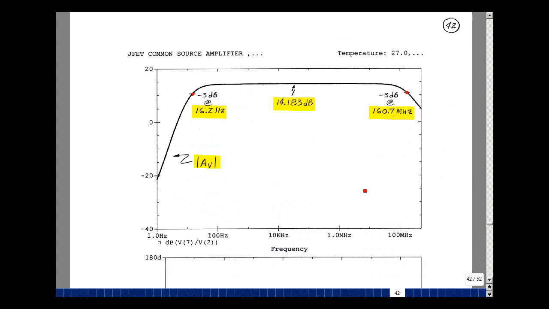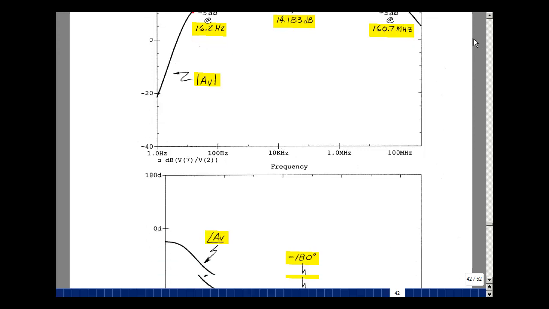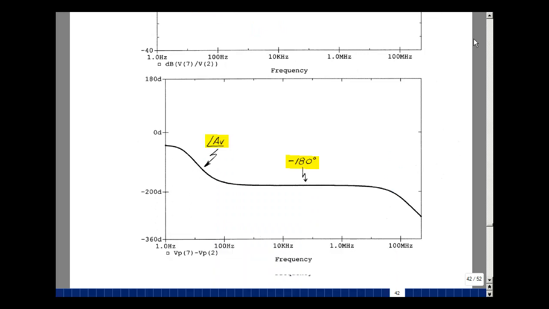The first Bode plot I have here is the plot of the output voltage over the input voltage, taking 20 log of that by putting the term dB there, and I get this result. You can see I have a midband gain of 14.183 dB. If you divide this by 20 and raise it to the power of 10, you get a gain of 5.1185. The 3 dB frequency is about 16.2 hertz and 160.7 megahertz. The phase angle plot is below, the difference between the output and the input phases, and you can see I have a negative gain in the midband frequencies.